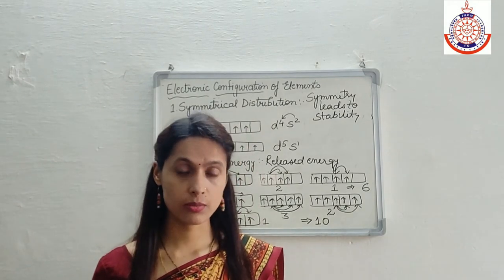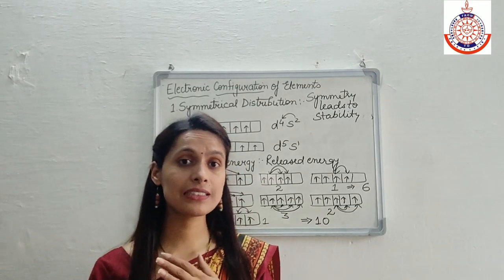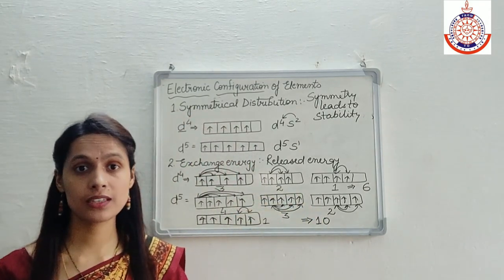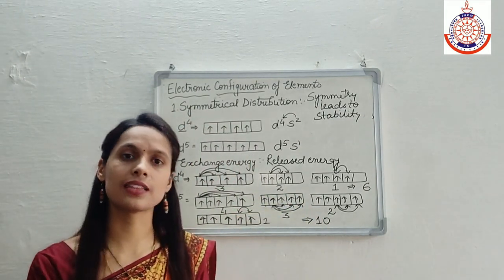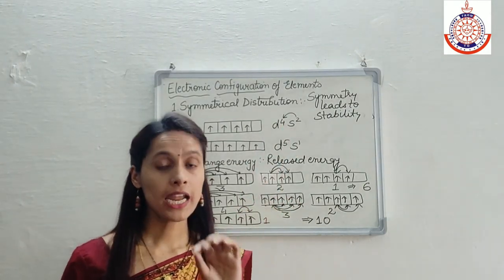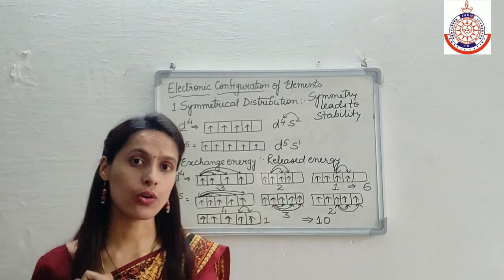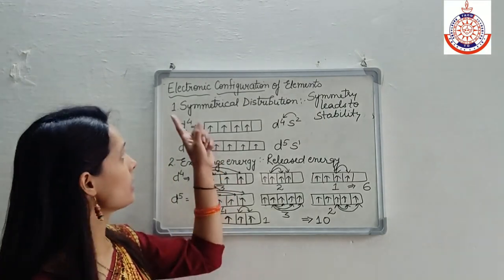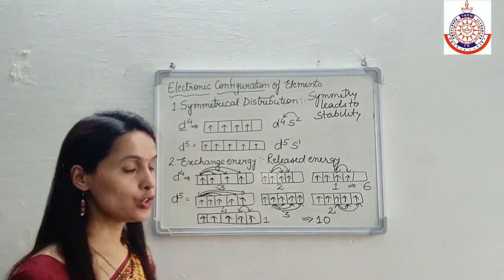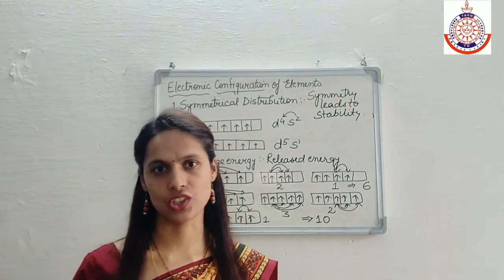If 4 more exchanges, it means 4 times more energy is released. If 4 times more energy is released, it means 4 times less energy is present in the atom. And if 4 times less energy is present in the atom, it means 4 times more stability is there in the atom. And because of these two reasons, in chromium and copper, in place of D4, D5, and in place of D9, D10 configuration is there. So the exception in the electronic configuration in copper and chromium is due to the symmetrical distribution and the exchange energy.